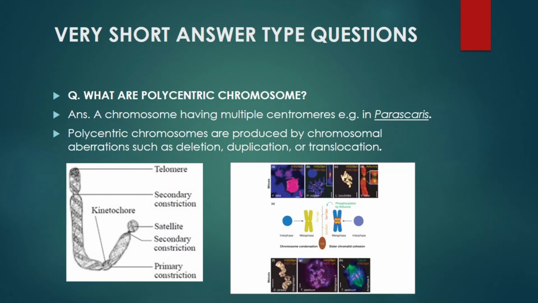So you can see the multiple sites of constrictions in the figure, right? There is the telomere, the secondary constriction, the kinetochore, that is, secondary and primary constrictions are seen. Okay, in the labeled diagram you can see it clearly. Okay, so hope you are clear.